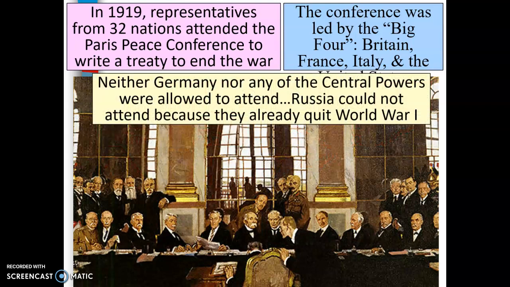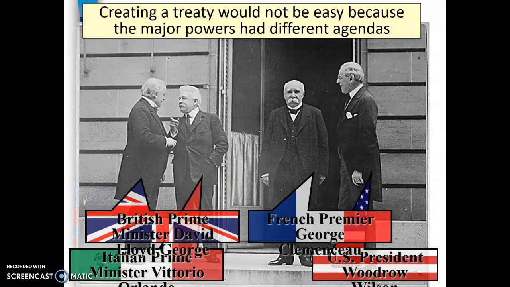Of course, Germany is not allowed to attend. They are served the treaty at the end of the conference, which is in May of 1919. In the case of the Treaty of Versailles, there's going to be specific treaties for Austria-Hungary, for Bulgaria, for the Ottoman Empire. So Germany will receive the Treaty of Versailles. Russia also kind of is not able to attend because of their leaving World War I.